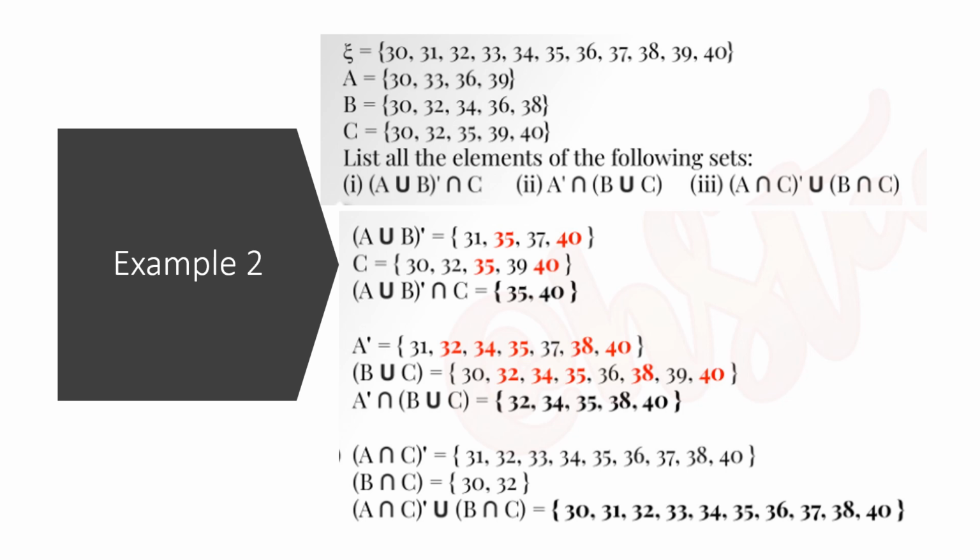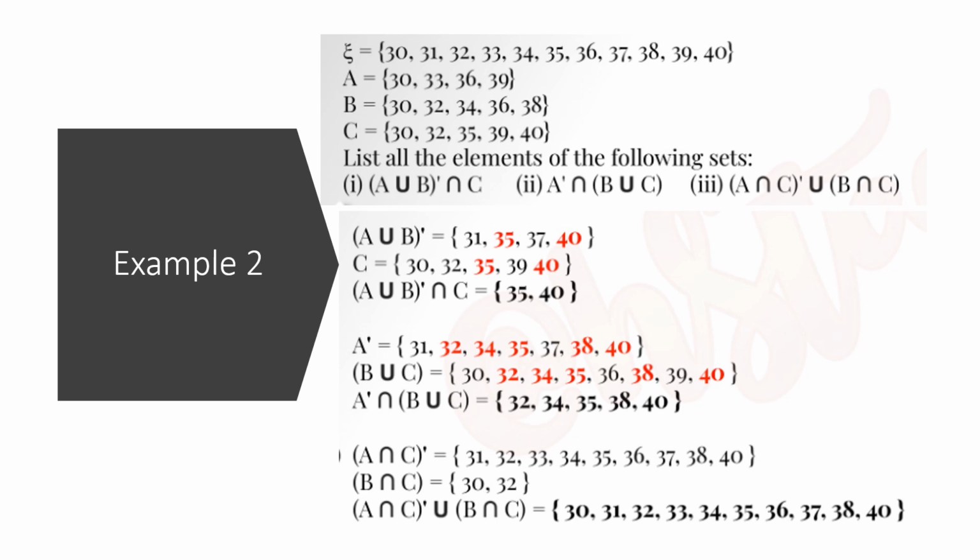Okay, so as you can see here, the common elements are 30 and 39. So everything except for 30 and 39. Alright, so 31, 32, 33, 34, 35, 36, 37, 38, 40.